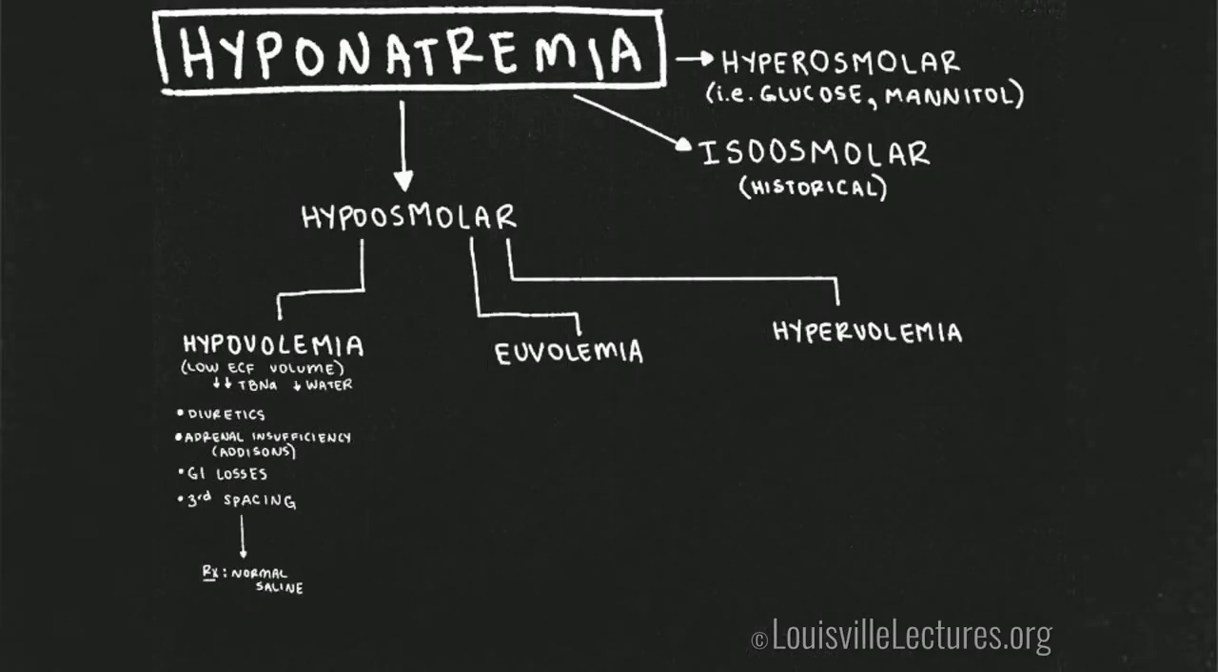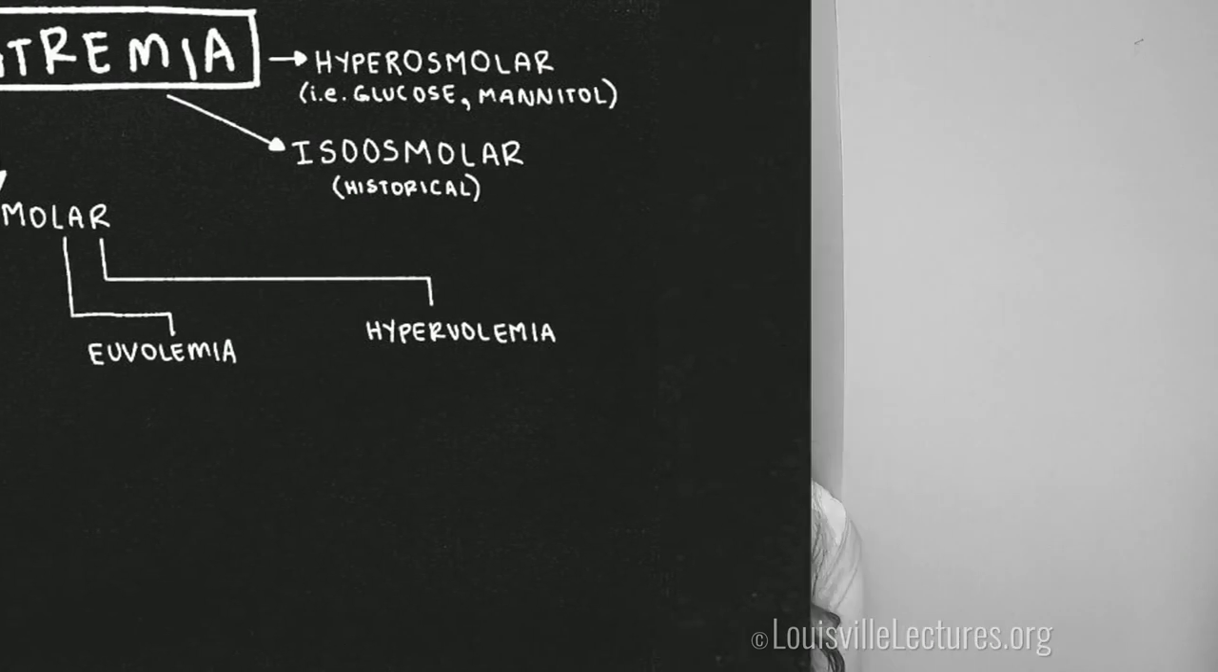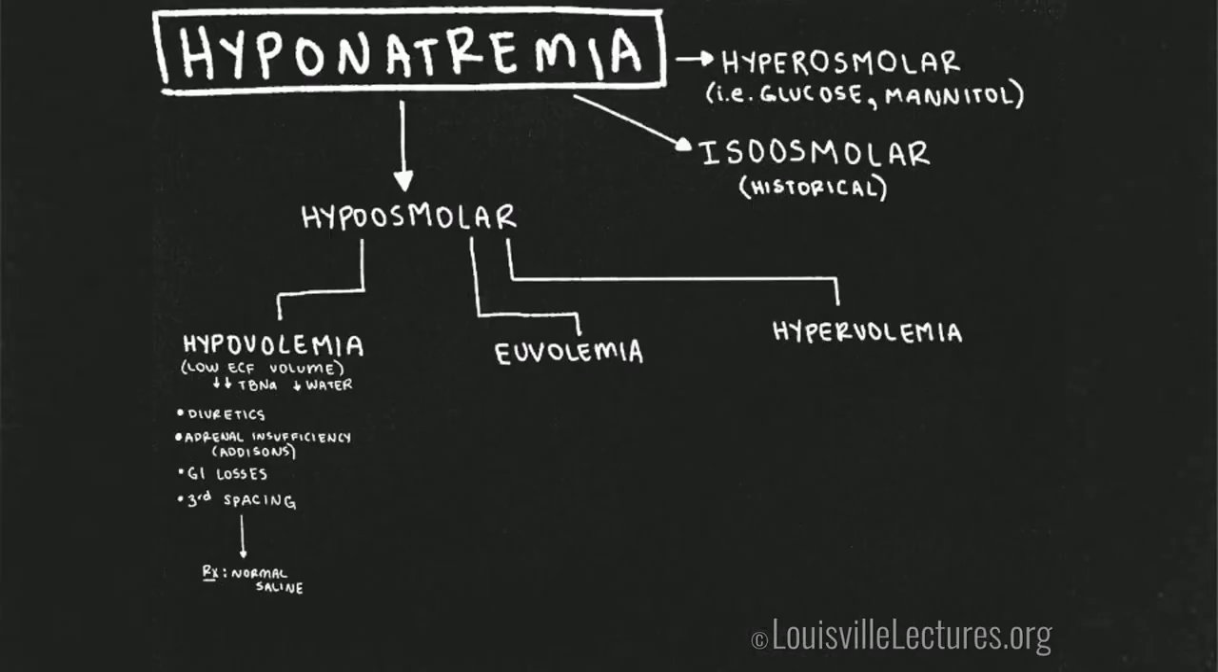You can think of extra renal and then renal causes. Renal causes being things like diuretics, primary adrenal insufficiency, and then your extra renal causes will be things like GI losses, so vomiting, diarrhea, and then also third spacing. So if somebody has really severe pancreatitis, for example.